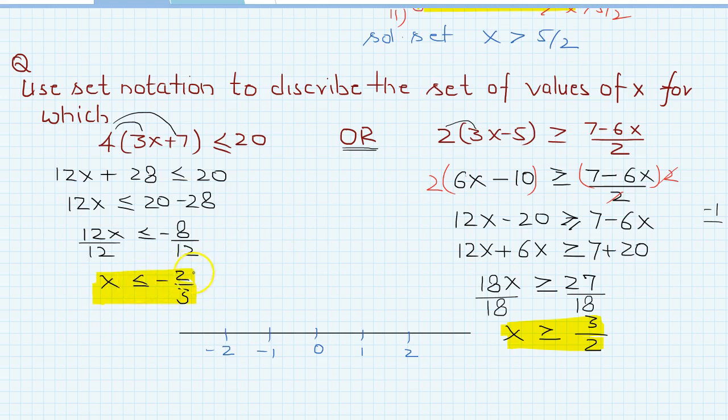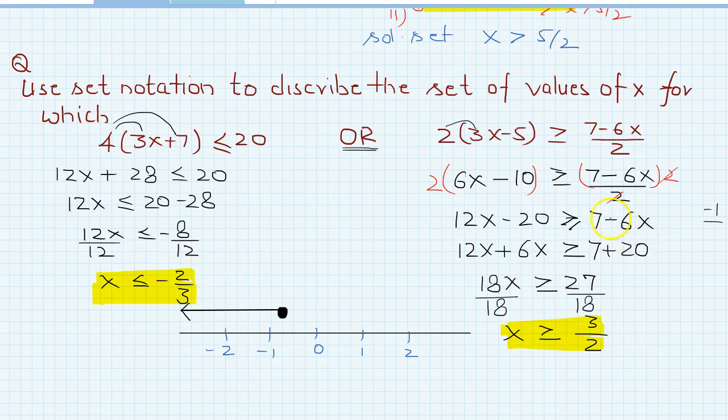X is less than or equal to -2 over 3. So -2 over 3 is roughly less than -1, somewhere here. So let's say this one. This is negative, so it will go this way. So this is the inequality x is less than or equal to -2 over 3.